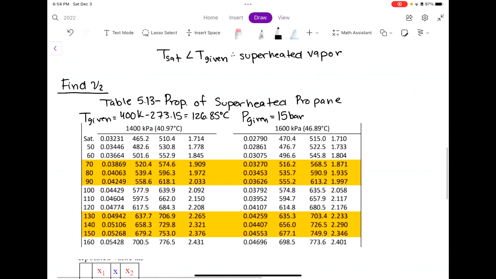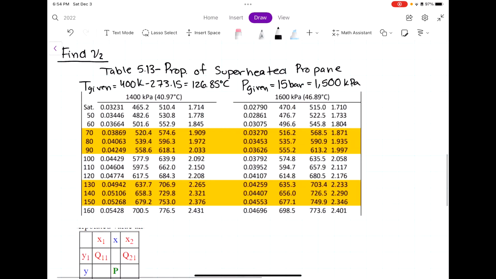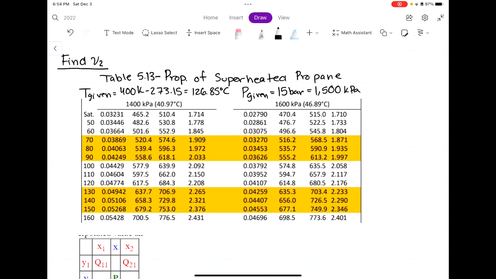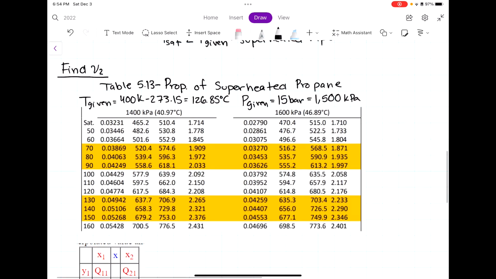And again, my tables are in kilopascals, not bar. So I'm going to convert it into kilopascals. Great. And now we look for the specific volume in our table. I cut off the titles of each column. So this column is specific volume. This one's internal energy. This one's enthalpy. This one's entropy. And the same thing on the other side.